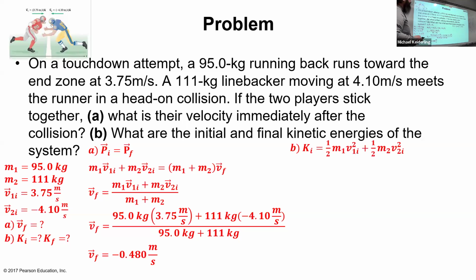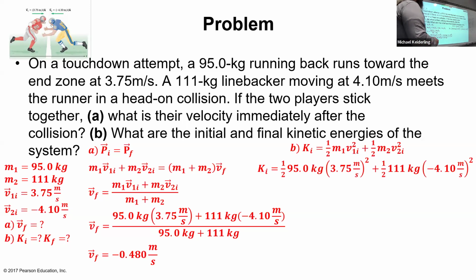The kinetic energy initial is 1/2 mass 1 velocity 1 initial squared plus 1/2 mass 2 velocity 2 initial squared, which is 1/2 95 kilograms times 3.75 meters per second squared plus 1/2 111 kilograms times minus 4.1 meters per second squared, which comes out to 1600 joules. Both of these are positive. This minus sign goes away when it gets squared, as opposed to the momentum where this is negative.